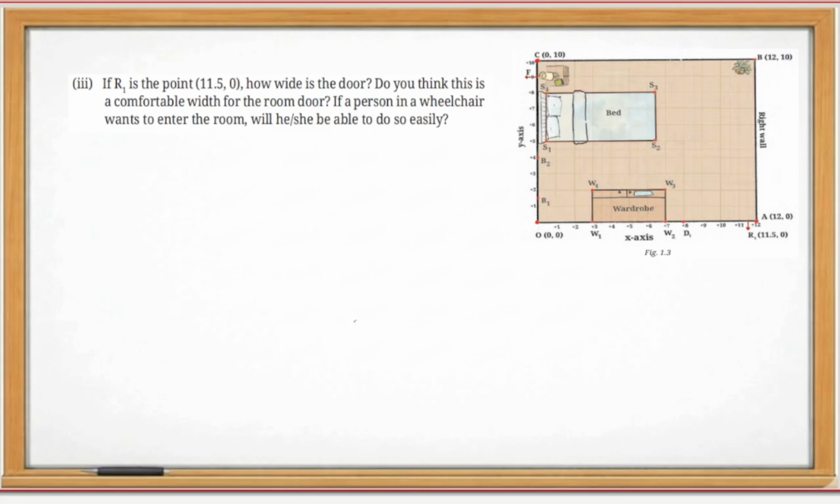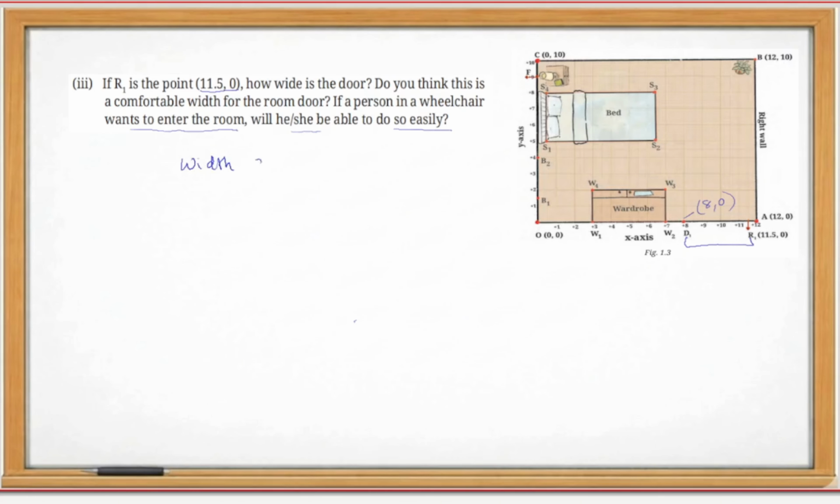Third question. If R1 is the point 11.5 comma 0, how wide is the door? So here we have to find the width of the door. Then, do you think this is a comfortable width for the room door? If a person in a wheelchair wants to enter the room, will she be able to do so easily? So here the door is from D1 to R1. The coordinates of R1 are given, and we know the coordinates of D1, which is 8 comma 0, and we have to find the width of the door.